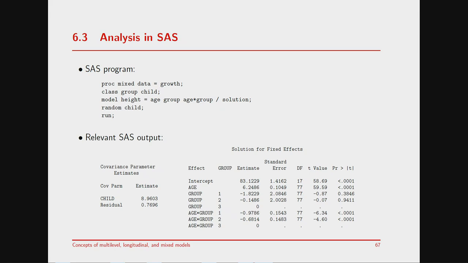And then likewise, for the slopes, for the age effects, you see the age by group interaction term, the last parameter is set equal to 0. So it means that the actual age effect, 6.24 here, is the slope in the third group. And the slope in the first group would be 6.24 minus 0.97. And the slope in the second group is 6.24 minus 0.68.